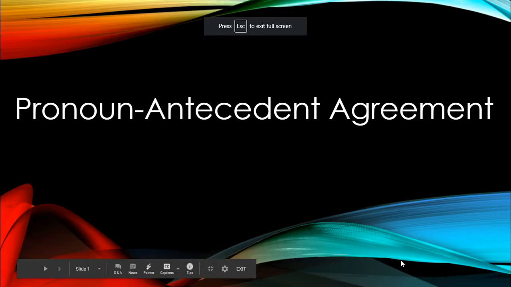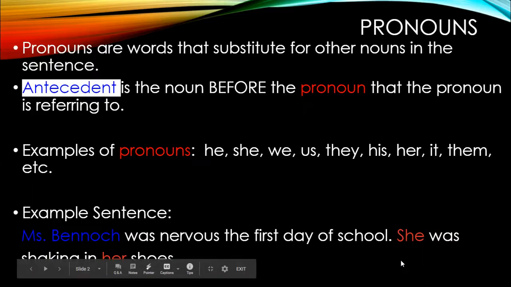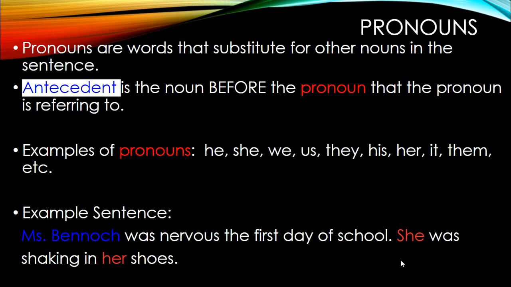Today we'll be going over pronoun antecedent agreement. Pronouns are words that substitute for other nouns in the sentence. For example, he, she, we, us are pronouns. The antecedent is the noun before the pronoun that the pronoun is referring to.